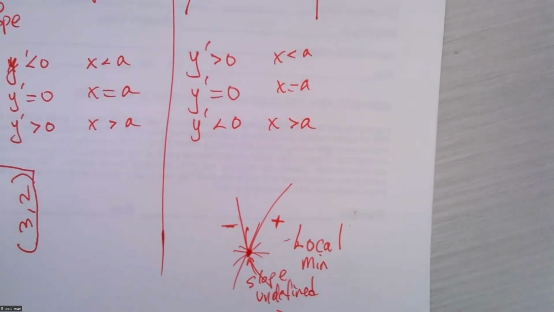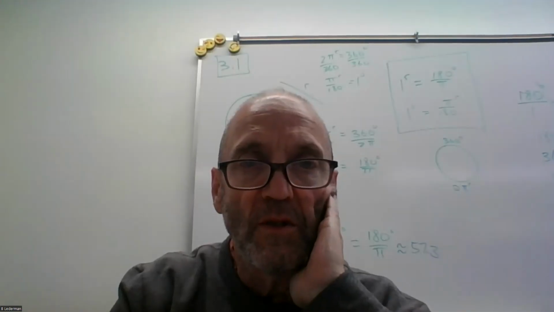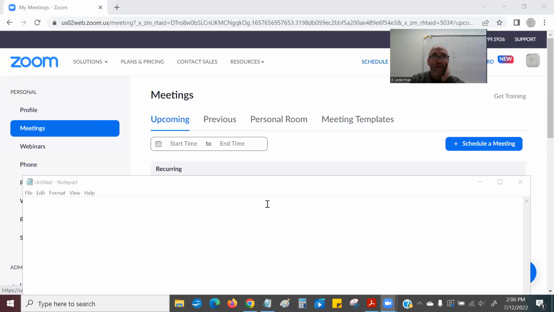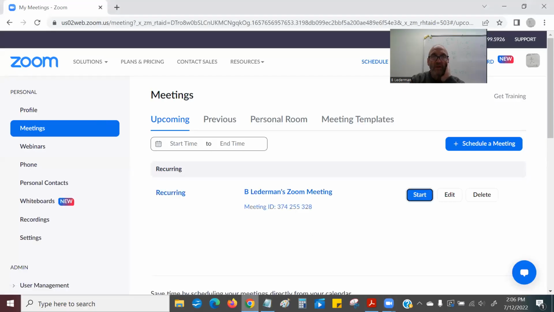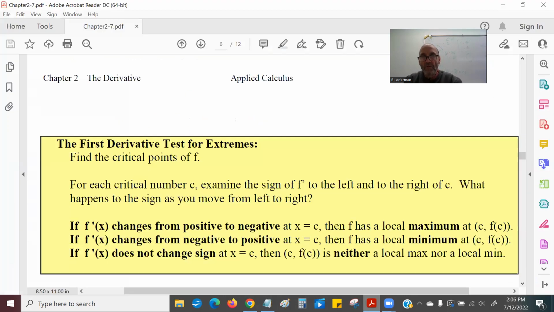But I want to give you a couple more diagrams of concepts. I want to give you a term called extrema. Let me switch cameras here. Okay, and now I want to share my screen. So when I say extremes or extrema, that means it could be a max or a min.